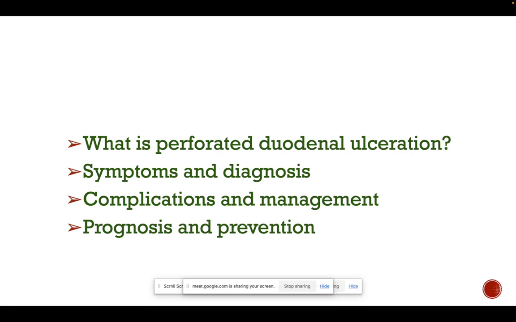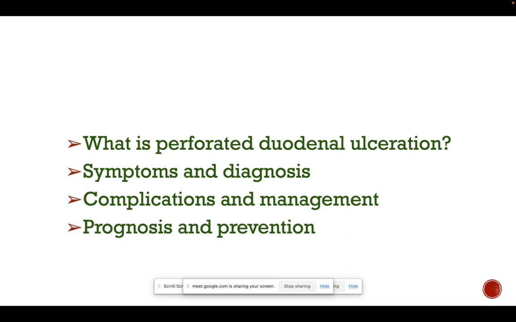Symptoms and diagnosis. The presentation covered the typical symptoms associated with perforated duodenal ulceration, such as sudden and severe abdominal pain, abdominal tenderness, vomiting, and bloating. Diagnostic methods include physical examination, imaging tests such as X-rays and CT scans, and sometimes endoscopy.